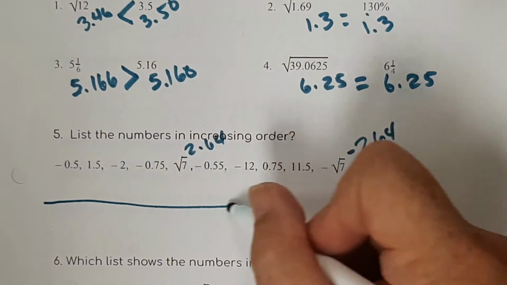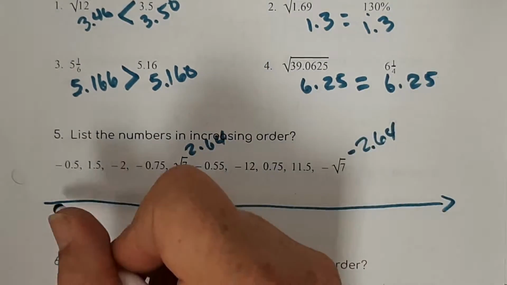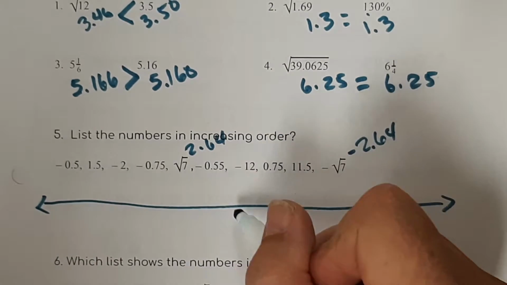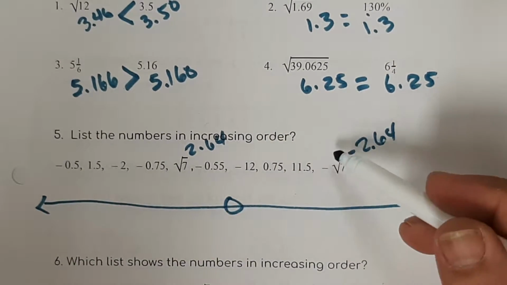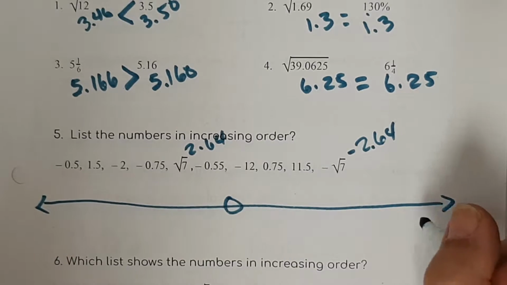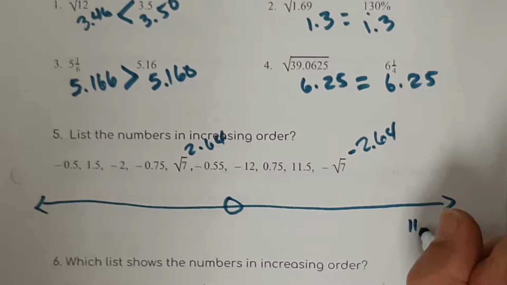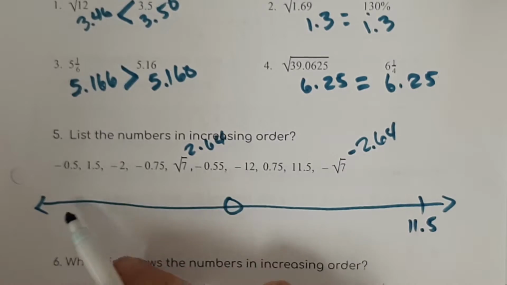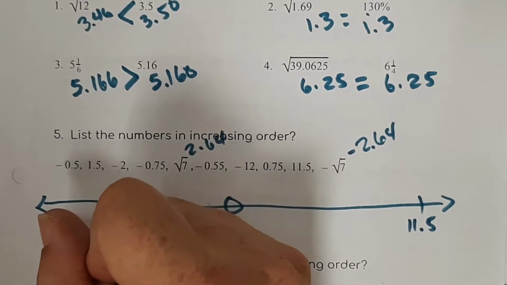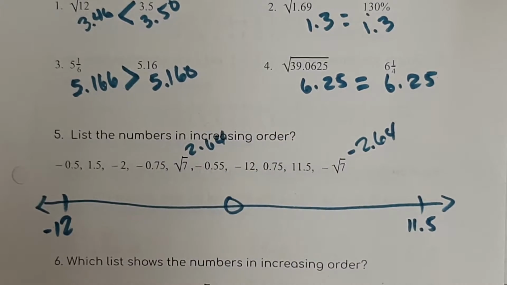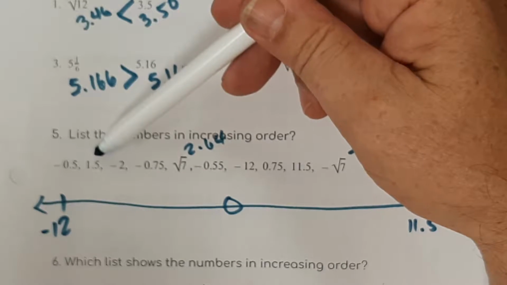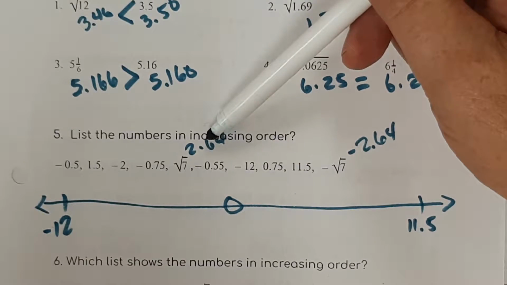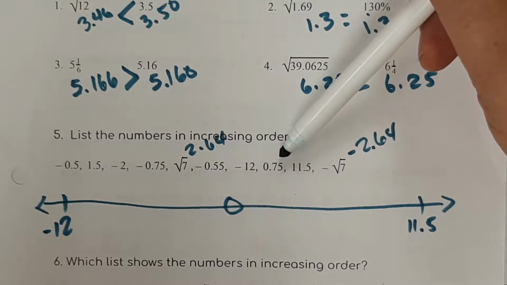So I'll just make kind of a number line here. And I'll put 0 here. So let's see, the largest number looks like this 11.5. So I got 11.5. The smallest looks like this negative 12. I'll put that there. And let's look at our positive numbers now. I have 1.5, 2.6, 0.75.